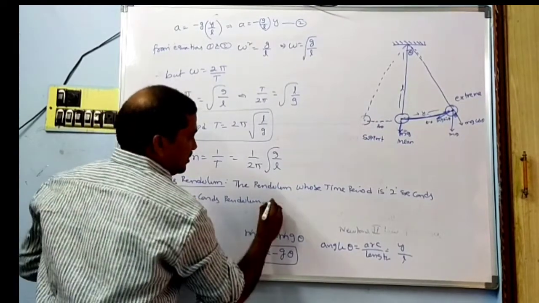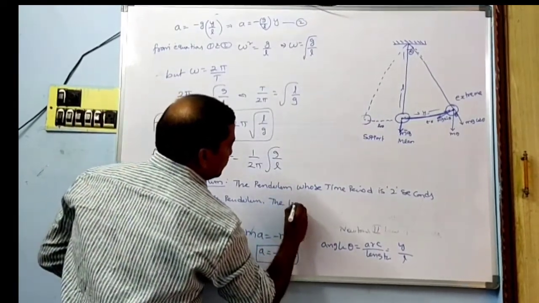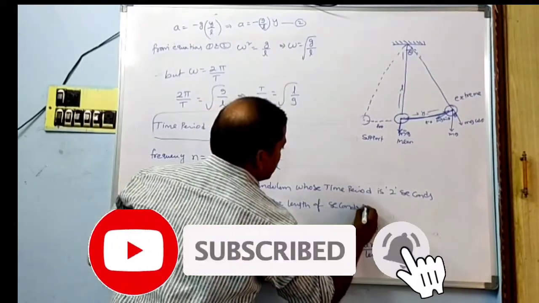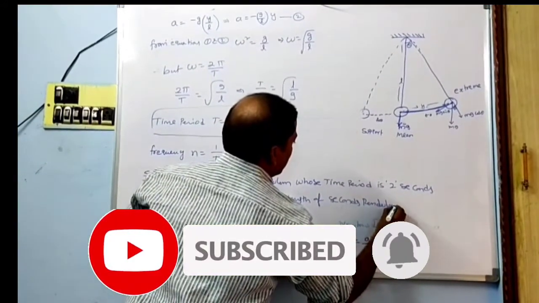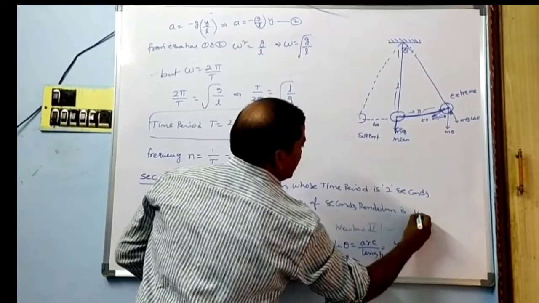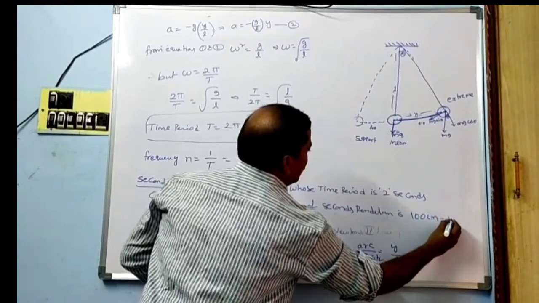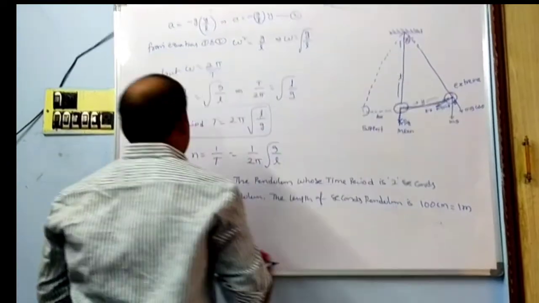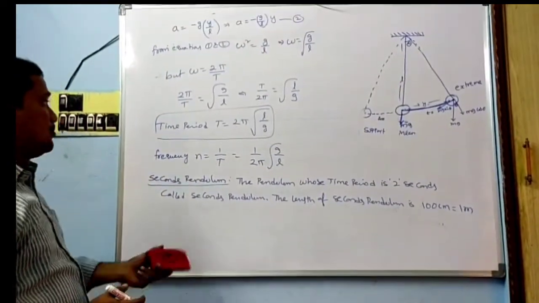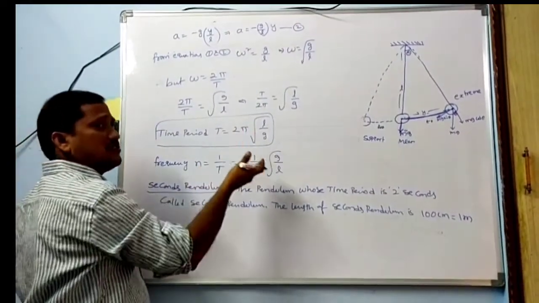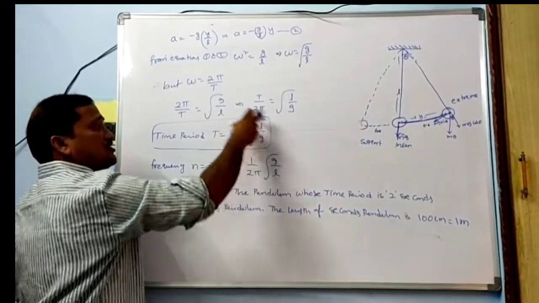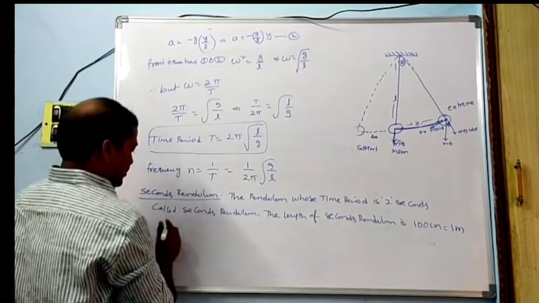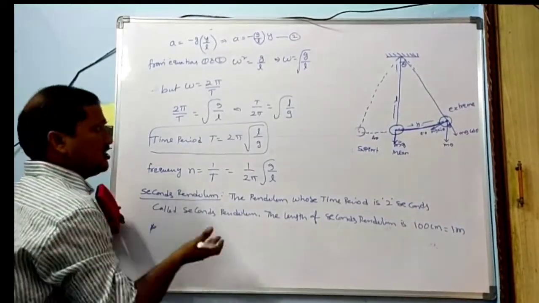We can write some more here. The length of the seconds pendulum is approximately 100 centimeters, or simply you can write 1 meter. In some cases, they will ask how you get the length of the seconds pendulum. For that, we can substitute the values in this equation. From the time period, you will get the L value. If they ask, you can write it; otherwise, no need to write.